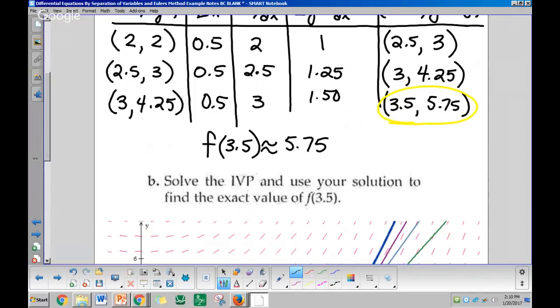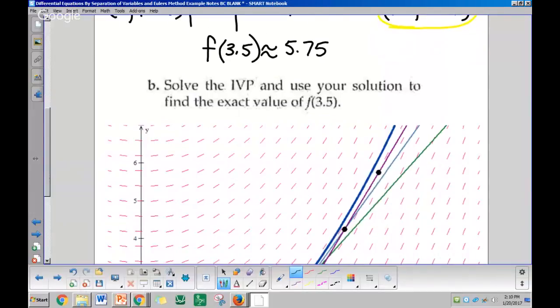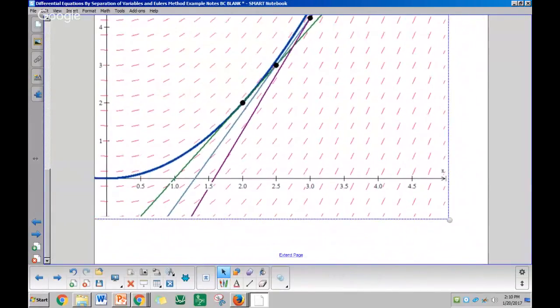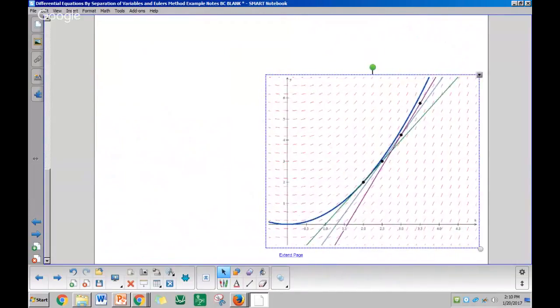Now, part B says solve the IVP, and IVP stands for nothing but initial value problem. So they're telling us to solve it. I did a slope field here with all these solutions on it, but I'm going to talk about that in just a second. Let's solve our initial value problem first.